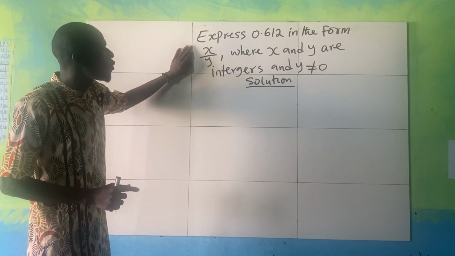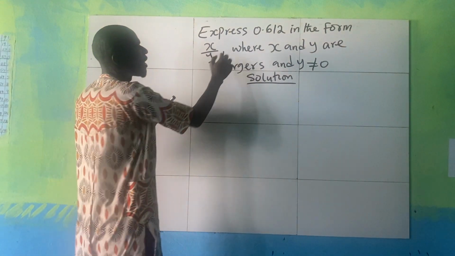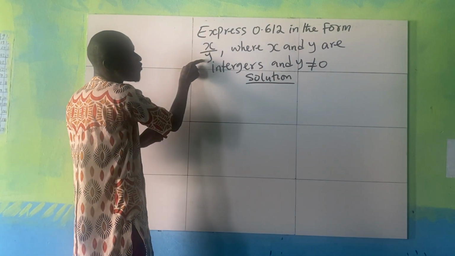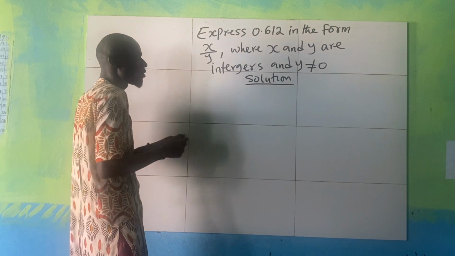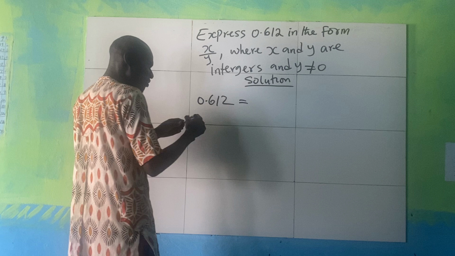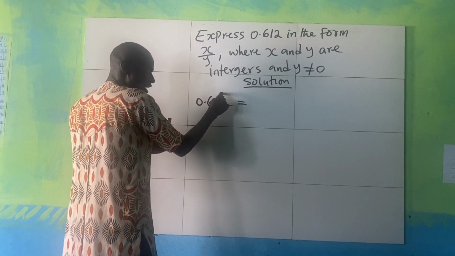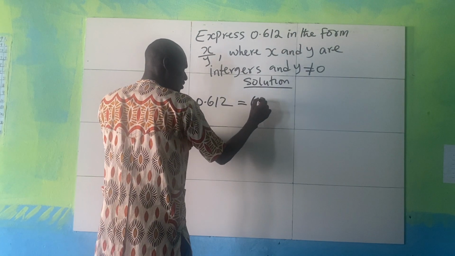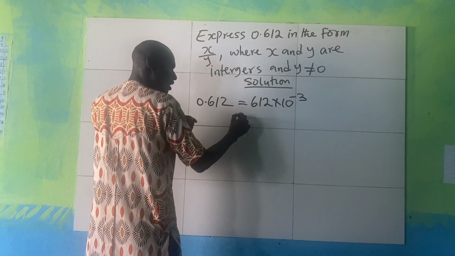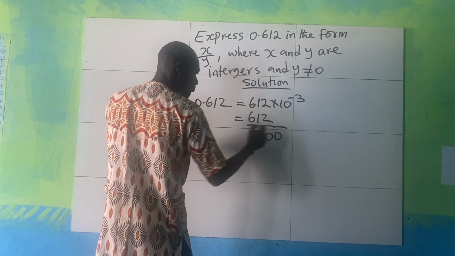Looking at the board, we have a problem and we have to peruse it. Now, if we are to express 0.612 in the form of x over y, meaning as a fraction, what that means is 0.612 can be written as a fraction as, if we move the decimal 1, 2, and 3 places, it means 612 times 10 raised to the power of minus 3, which can be written as 612 all over 1000.